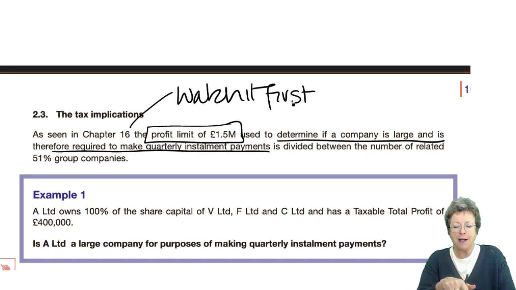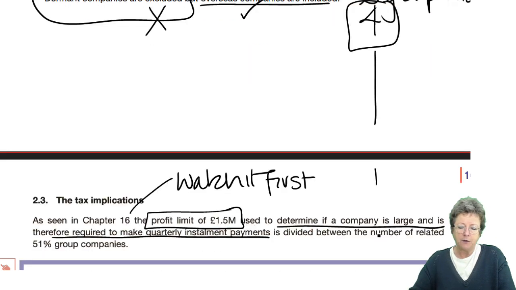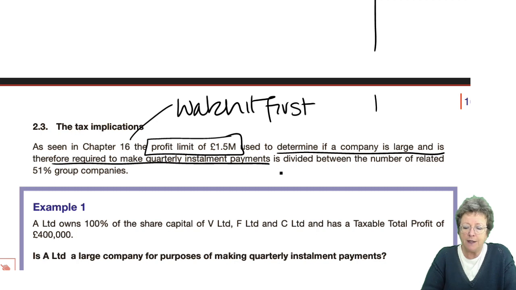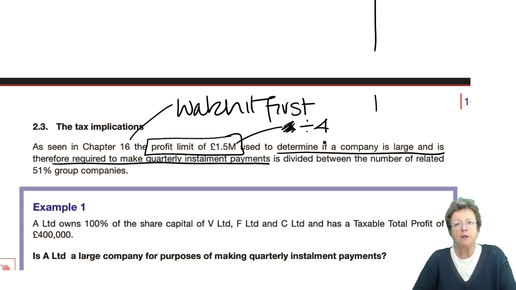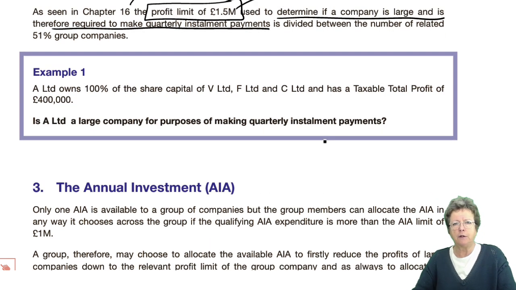Now, if you have a group like we had here, where there are 4 of them, let's bring that down to here. So if we had 4, then you would divide that limit, not times, divide it by 4 in order to work out the limit to determine whether somebody needs to pay by instalments. So I've given you my idea of how that works, an example. Let's have a look at example number 1.